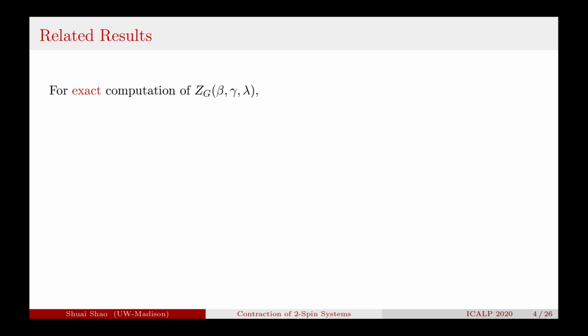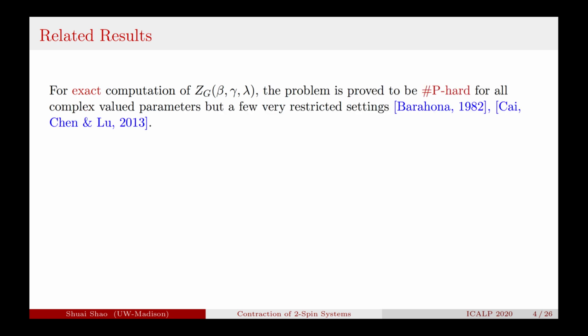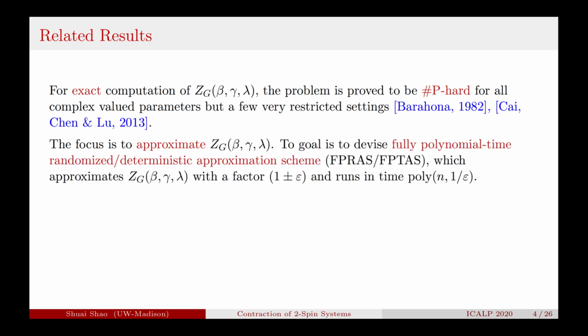Well, for exact computation of the partition function, the problem is proved to be sharp-P hard for all complex valued parameters, except a few very restricted settings. So the focus is to approximate the partition function. And the goal is to devise a fully polynomial time randomized or deterministic approximation scheme. They are called FPRAS or FPTAS. It approximates the partition function within a factor of 1 plus minus epsilon, and it runs in polynomial time of the problem size n and also the inverse of the error epsilon.